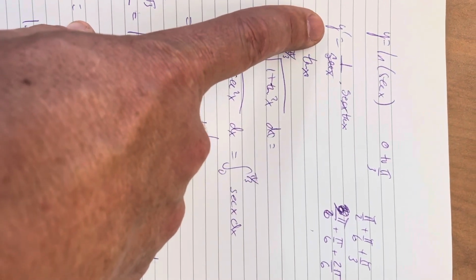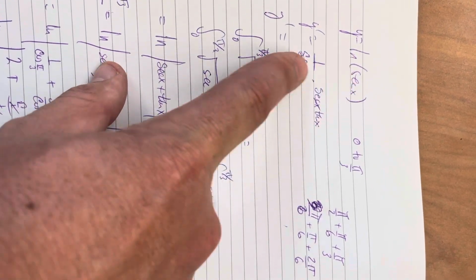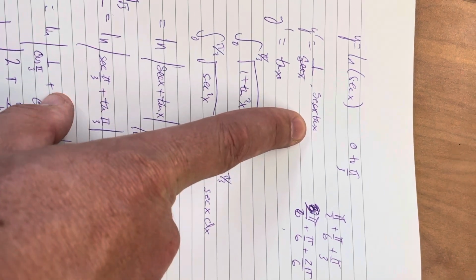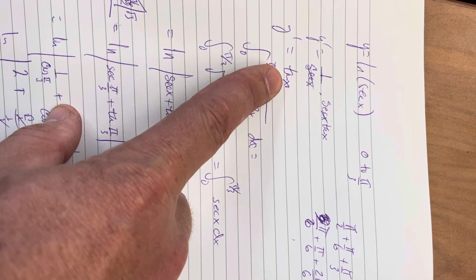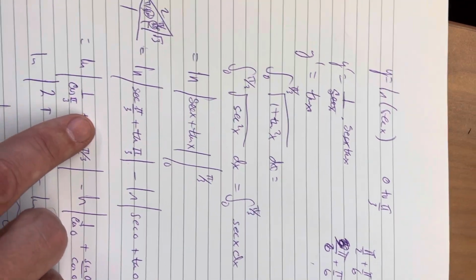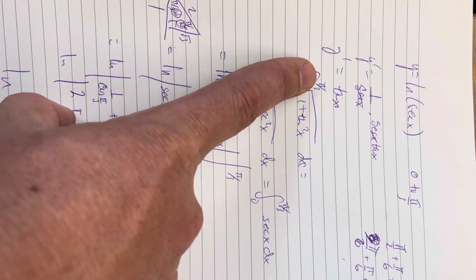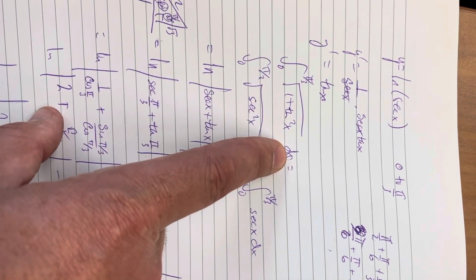So first of all, I'm going to take the derivative of the natural log, it's 1 over the argument, and then I take the derivative of the argument, which is secant x tangent x. My secants will cancel, so I'm left with tangent x being the derivative. So I'm going to take my limits of integration from 0 to pi over 3, and I have the square root of 1 plus tangent squared x dx.